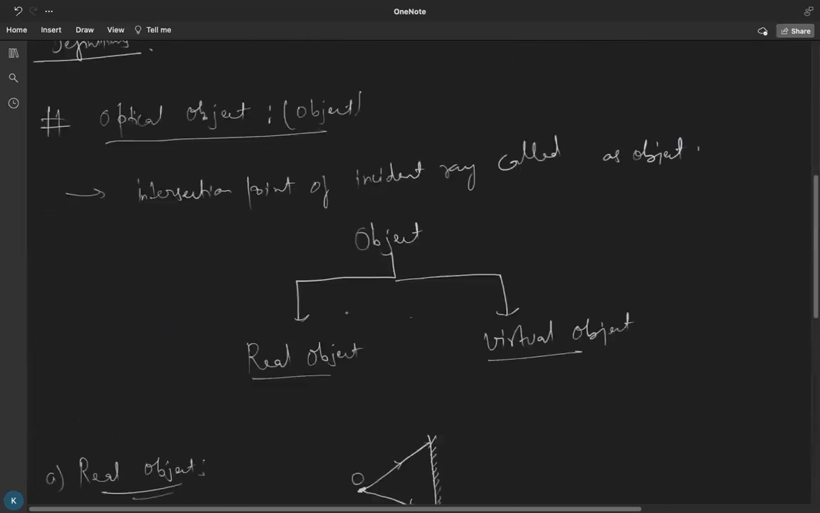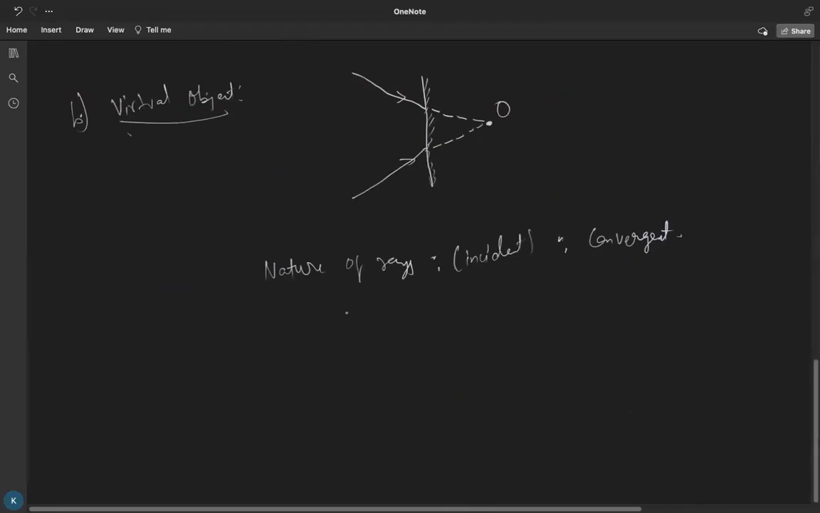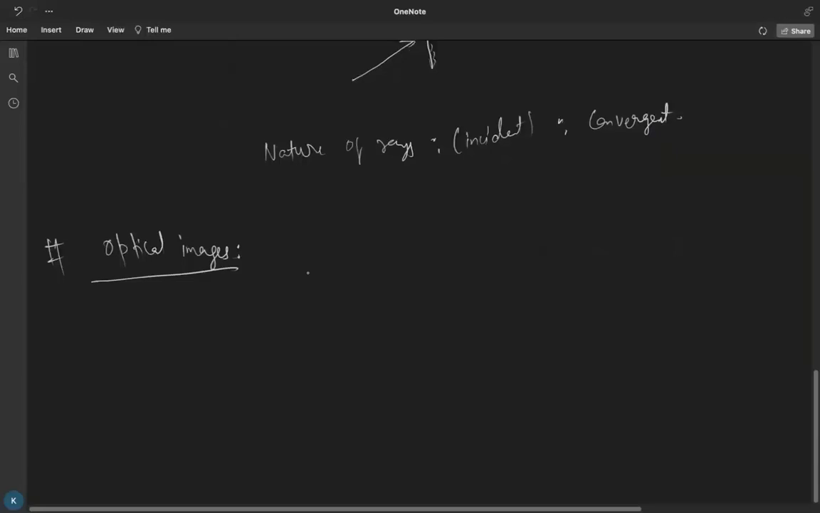Now we are going to discuss optical images. So the next thing is optical images. What is an optical image, or in general we can just call it an image, right? What is an image? The intersection point of the reflected rays is called the optical image. Let me write it here. It is its definition, right?